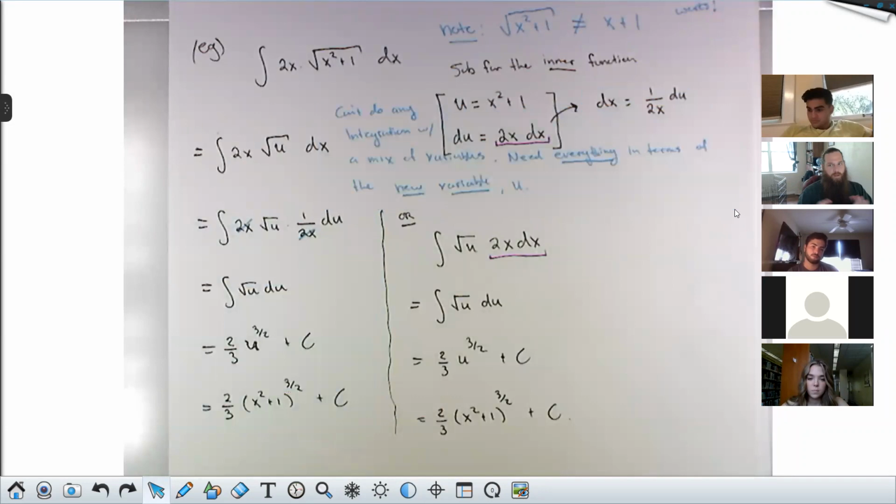You can't do any integration at all with a mix of variables. You have to get every single piece in terms of just the new variable. Once you're there, you can proceed with all the rules you remember from Calc 1. All right, any questions on these? Okay.